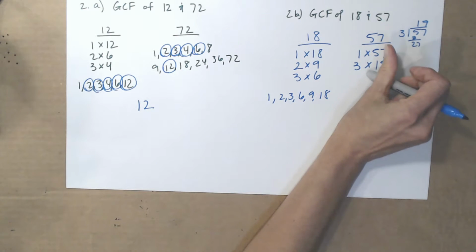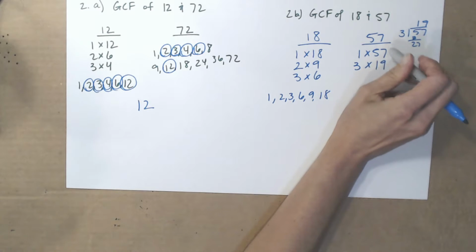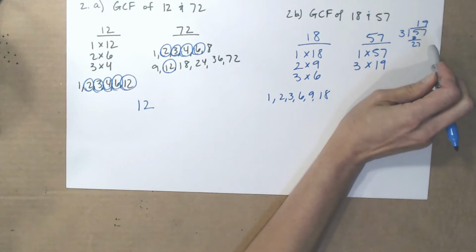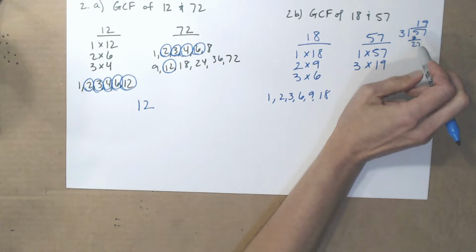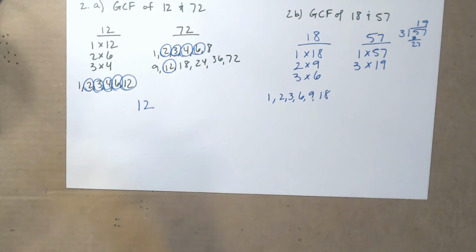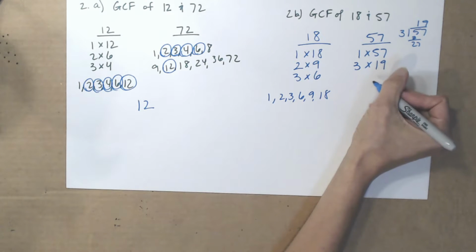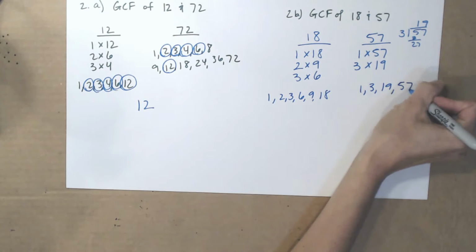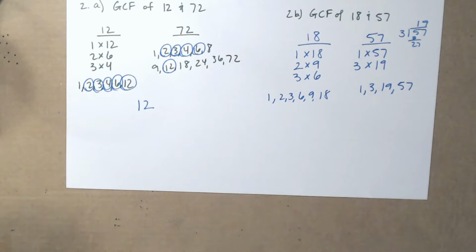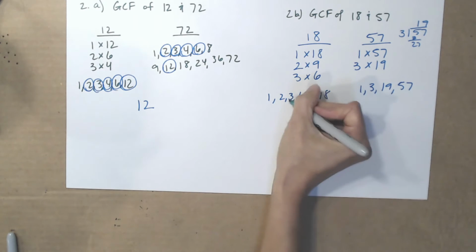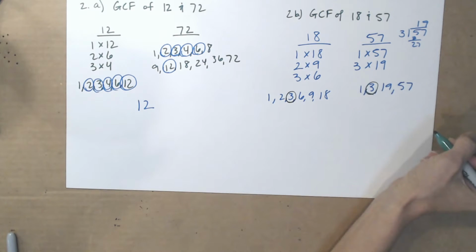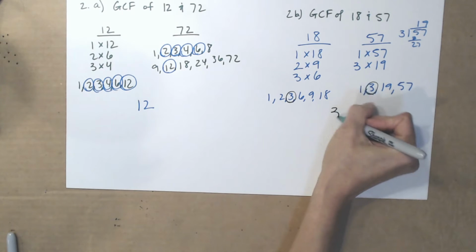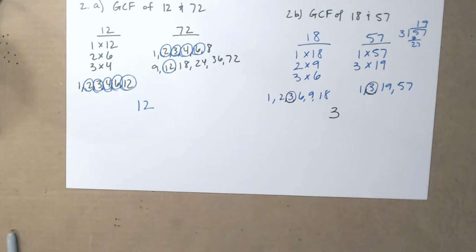I don't think there's any other factors. 4 can't be a factor because 2 wasn't. 5 cannot be a factor because it doesn't end in 5 or 0. 6, 7, 8, 9. No, there's no other factors. So we have 1, 3, 19, and 57. So now the greatest common factor. Looks like we have 3, which is common, and that's it. So the greatest common factor there is 3.